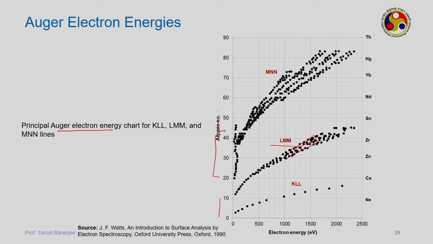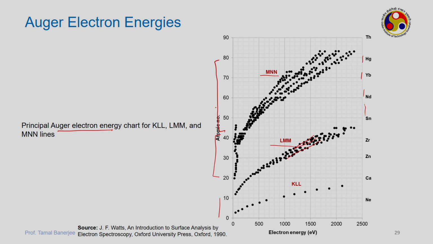Then as you go to higher and higher atomic weight, you will have the MNN transition to be dominant. So, these are the different atomic elements where you encounter these atomic numbers. Likewise, you have to take this reference peak and see where your Auger elements or Auger spectra lie, and try to find out the valence.